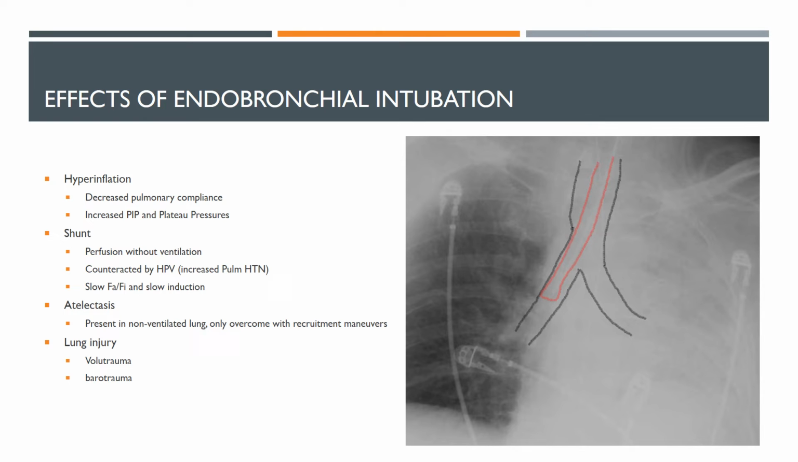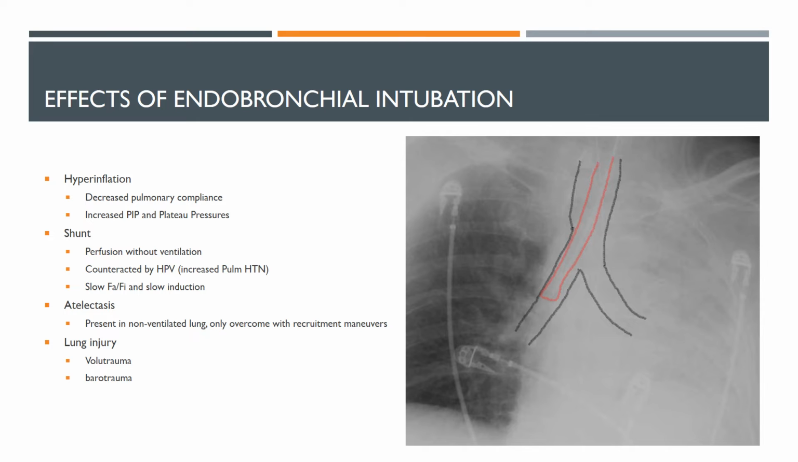Our next keyword here is effects of endobronchial intubation. So the image over here on the right was a little unclear, so I highlighted the main points. It shows an endotracheal tube extending into the right main stem bronchus, therefore not ventilating the left side, and we can see on the left lung there that there is an extraordinary amount of atelectasis and lung collapse.